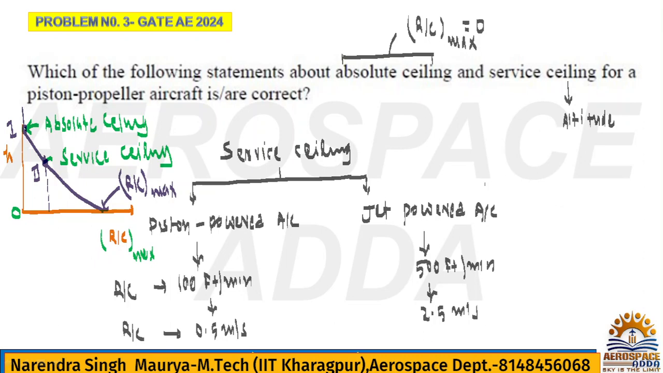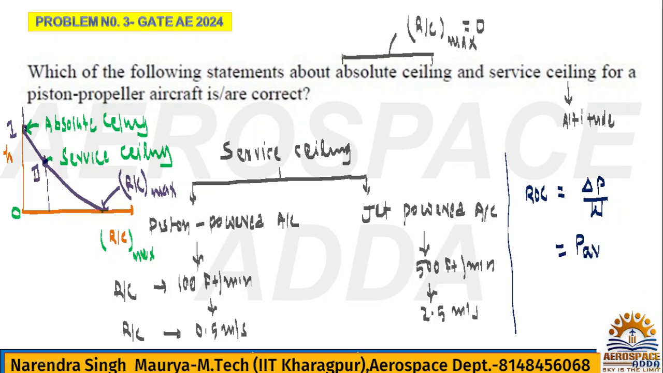This is the one thing. One more thing I just want to tell you. What is that? Rate of climb. Already in my lectures I had explained, rate of climb is the change of power divided by weight. That's the reason it is called a specific power. So what is the delta P? Delta P is the power available minus power required, divided by weight. This is the rate of climb, also denoted by RC. Now we'll go for the given options.